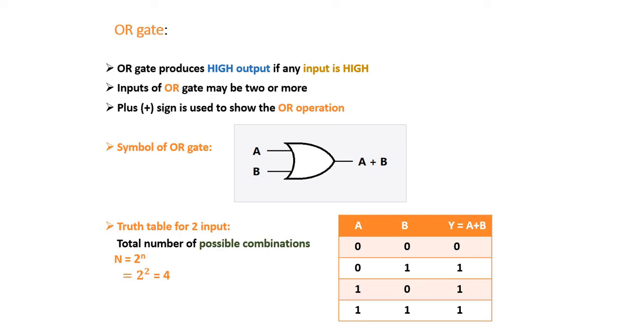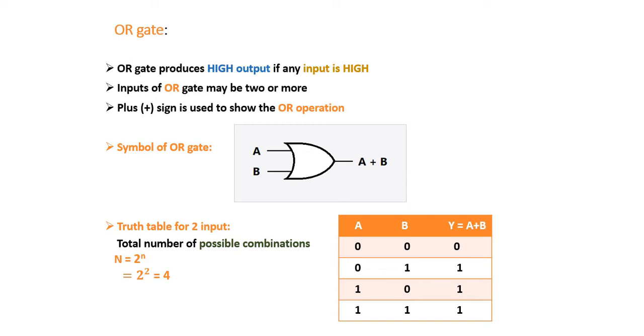It also contains a column which shows the output of the OR gate, represented by Y equal to A plus B. The output of the OR gate can be written by using the definition of the OR gate. From the definition, you can see that the output of the OR gate will be high if any one of the inputs is high. In the four possible combinations of the inputs, we have only one case where both the inputs are low and the output of the OR gate is also low. You can see it in the table.